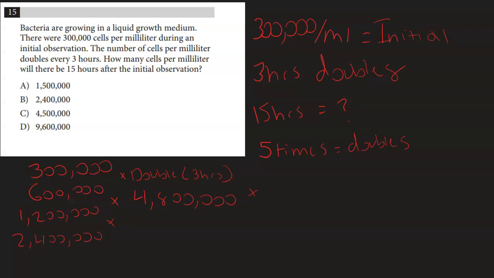So for the last one, that's going to be our 5th double or our 15th hour. So it's 9.6 million. All right, so it's going to be answer choice D. You can tell because it's 1, 2, 3, 4, 5 doubles, or 3, 6, 9, 12, 15 hours.